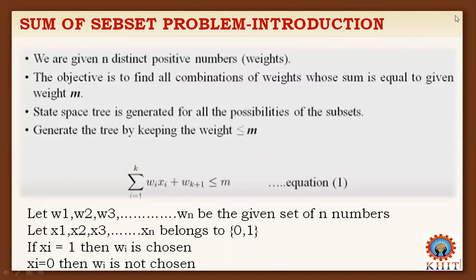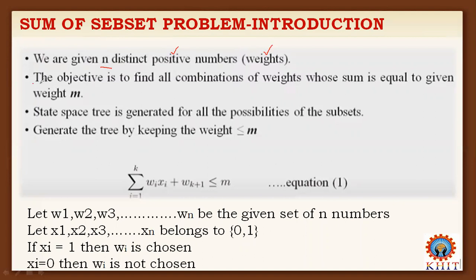Now before solving the given problem using the backtracking technique, let us begin with the introduction of the sum of subset problem. In the given problem, there are n elements, those elements are positive, no negative elements are to be selected, and each element has its own weight.